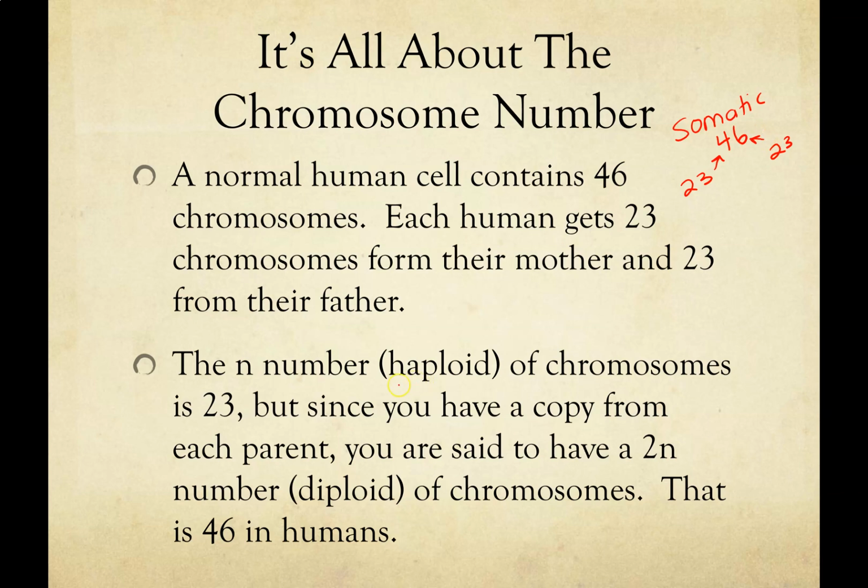When you see the haploid number, once again, that's going to be the N number or the half number found in the gametes. And when you see this word diploid, that's going to be the full set of chromosomes. And what I mean by full set is you have 46 chromosomes or 23 pairs, which means you got 23 from mom and 23 from dad.